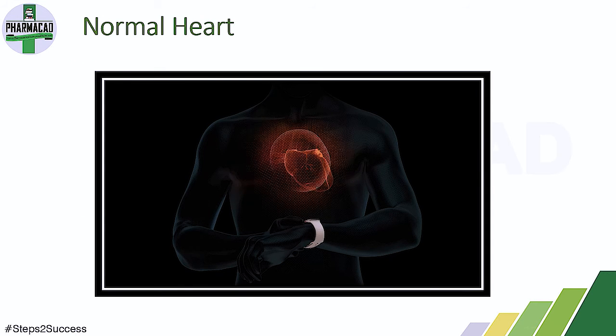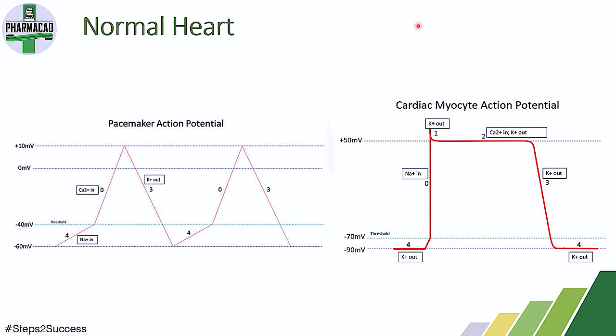So before going into arrhythmia, we will first see some functional features of a normal heart. How does it function? Its action potential, its ECG, electrocardiogram, how does it look in a normal, healthy person. So in a normal heart, how does the action potential look?